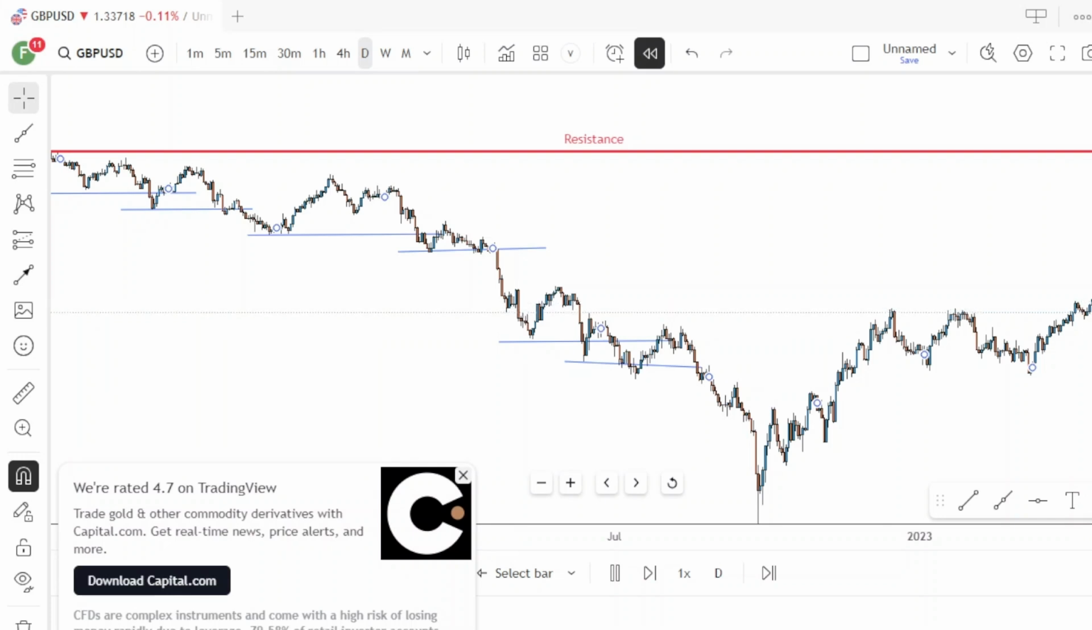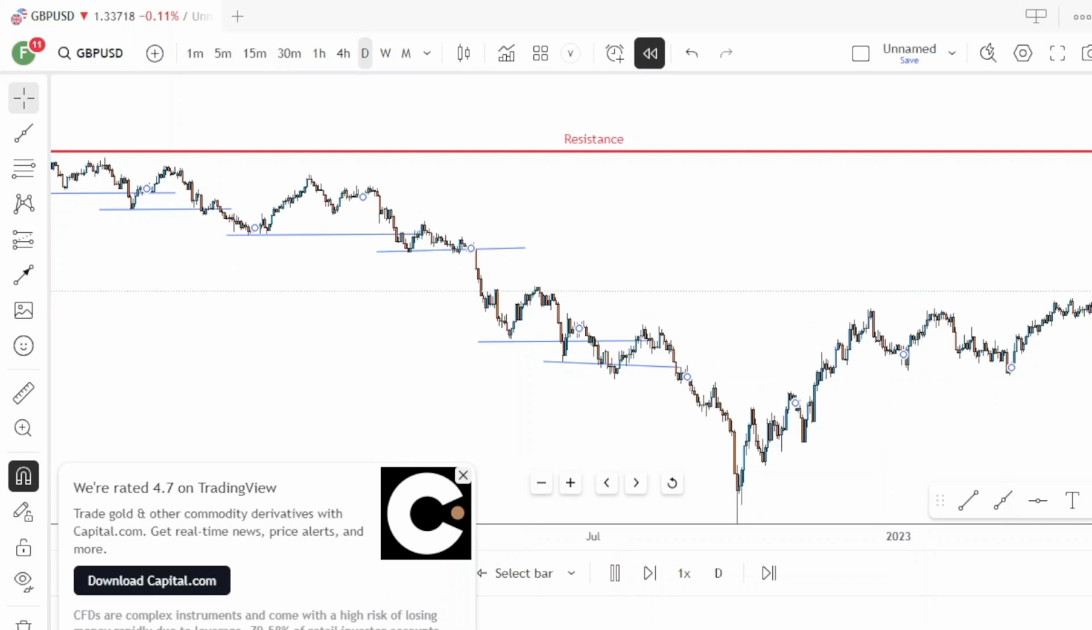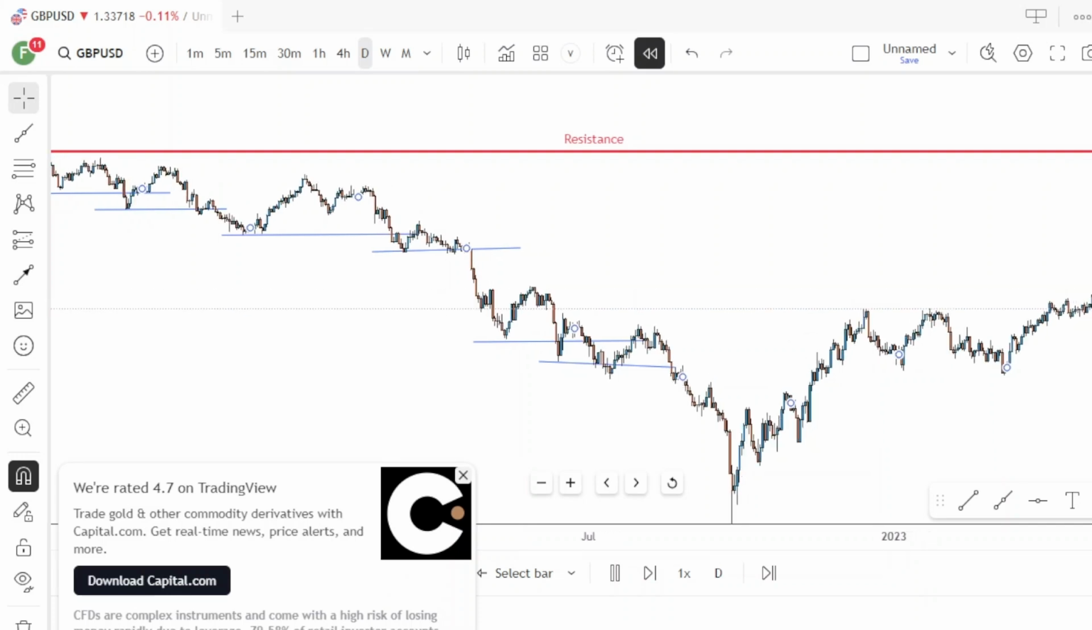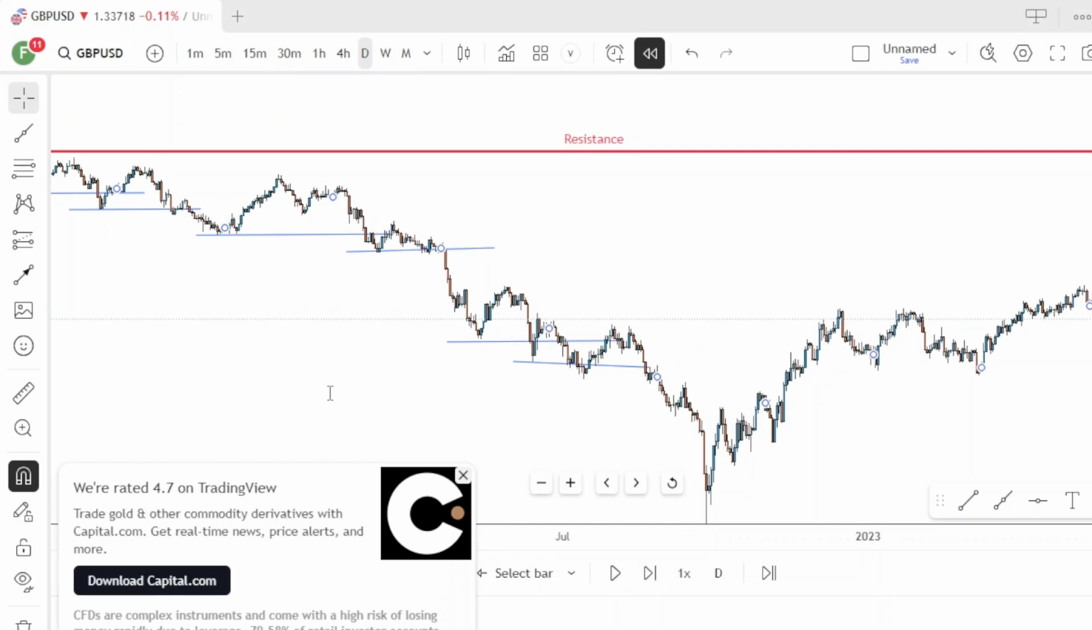Let's recap. Price drops, lower low. Price pulls back, lower high. Price drops again, lower low. As long as this sequence continues, the downtrend remains valid. As long as the market keeps making lower highs and lower lows, sellers control the market. Your job is to follow the flow, not fight it.